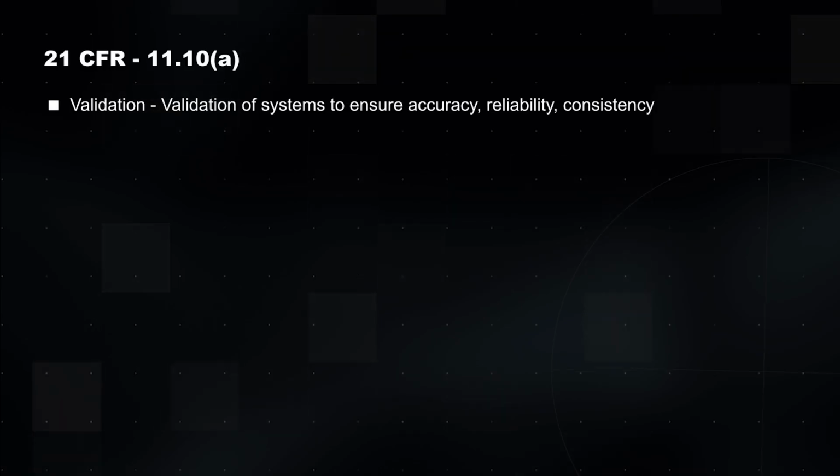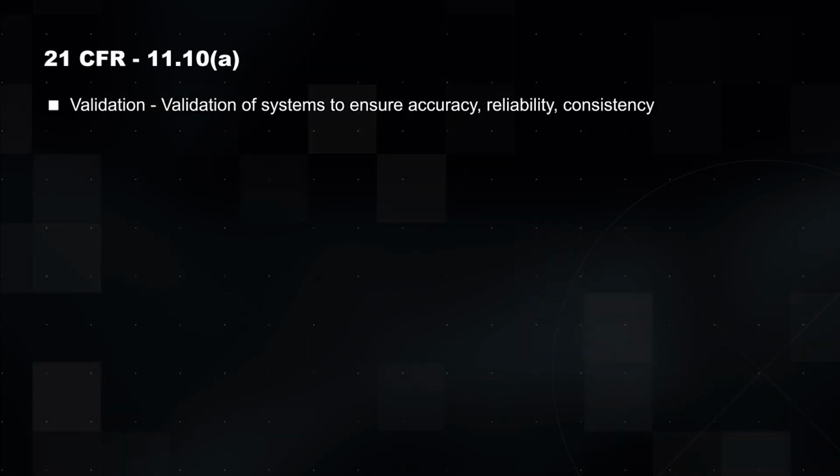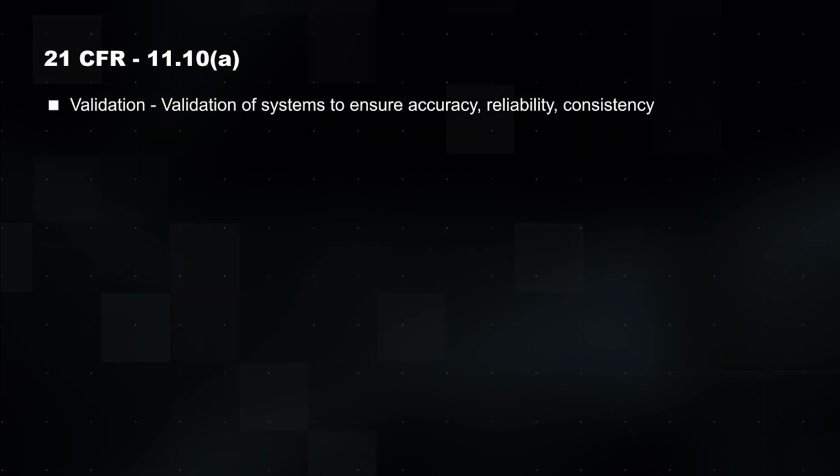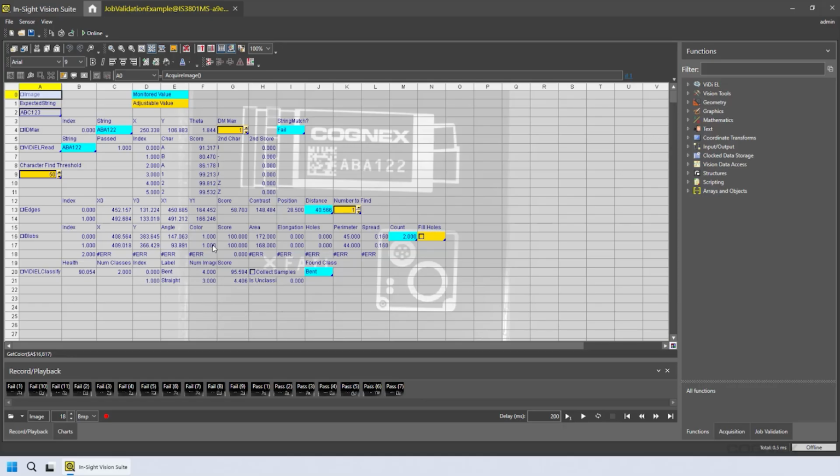Job validation and system validation in ISVS are aimed at helping to solve 11.10A. Job validation ensures that the job is running as expected and is tested against a known set of conditions that should be reported. This is not only beneficial for 21 CFR Part 11 requirements, it also easily allows you to test during the development phase of any Insight Vision Suite job.